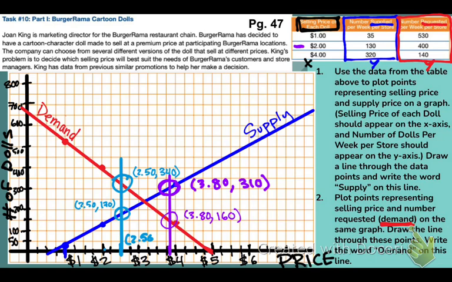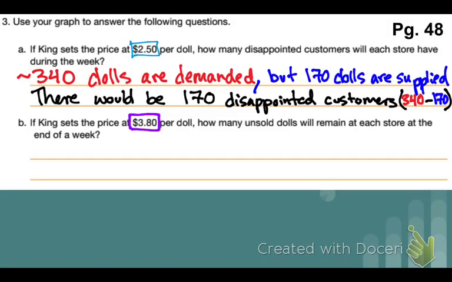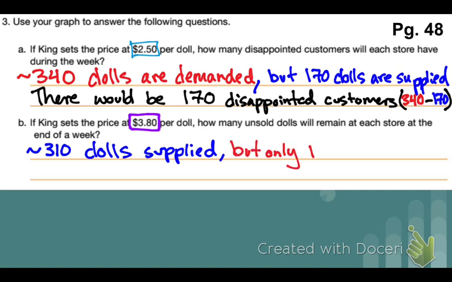So we looked at where our lines crossed at each value. So, at $3.80 per doll, there were about 310 dolls supplied, but only around 160 dolls demanded.